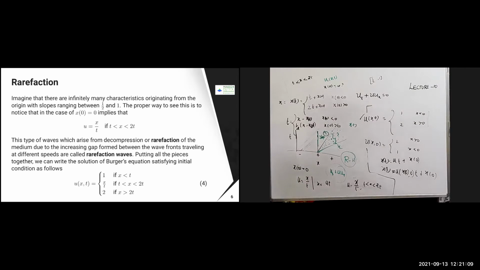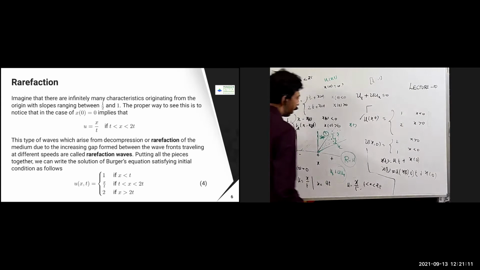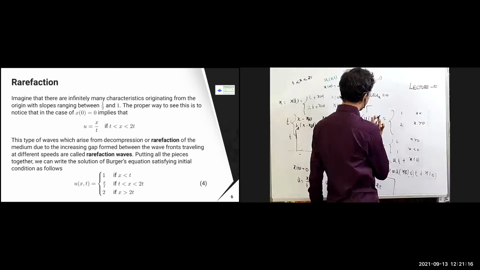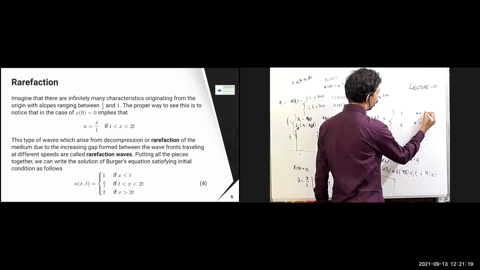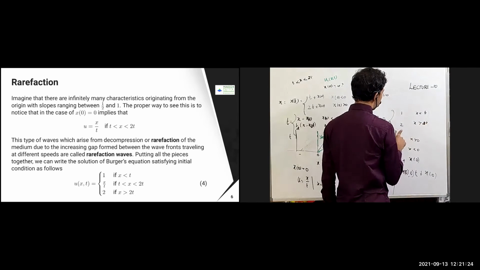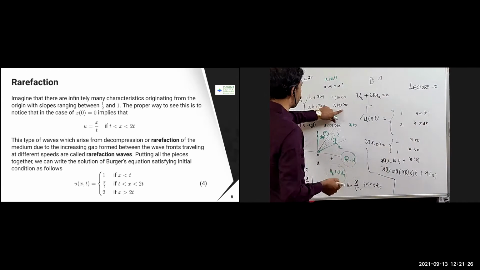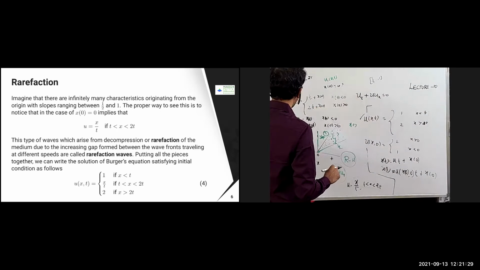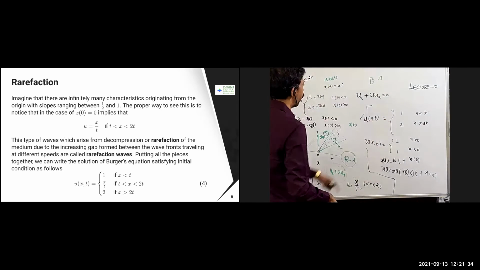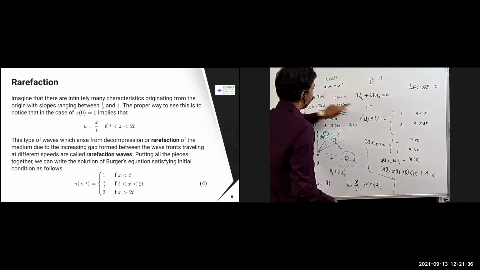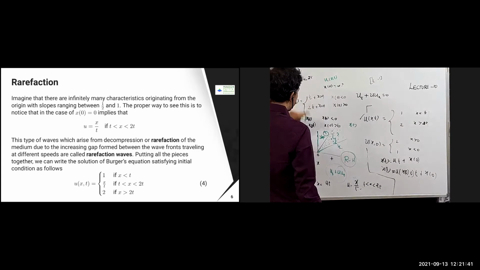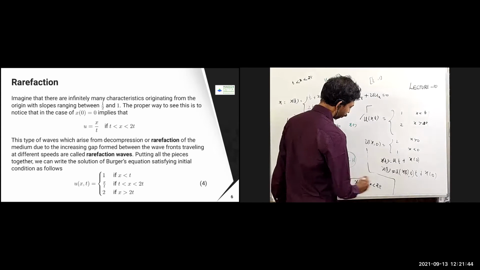Now, if you put all these things together, what you are going to get is that when x is less than t, u of x comma t, I am going to write it, is 1. When x is greater than 2t, you are going to have 2. When x of 0 is greater than 0, automatically x is greater than or equal to t, and you are going to get 2 as the answer. When x is less than t, it is falling in this one, so you are going to have 1 as the answer. Now, in between these two, what you are having is this one.